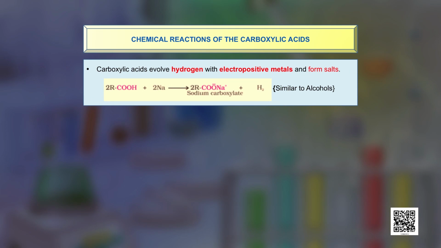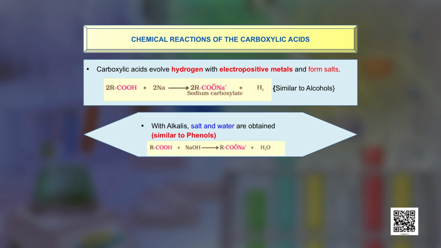Carboxylic acids evolve hydrogen with electropositive metals and form salts, as has been shown here in this reaction, that carboxylic acids react with sodium metal, which is electropositive in nature, and you get hydrogen in the product as well as a carboxylate ion. And this reaction is similar to alcohols. The second reaction is with alkalis. Here salt and water is obtained, and this reaction is similar to phenols. You can see here that the reaction with sodium hydroxide is shown, and in the products we are getting carboxylate salt plus water.